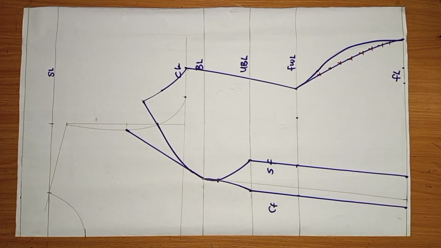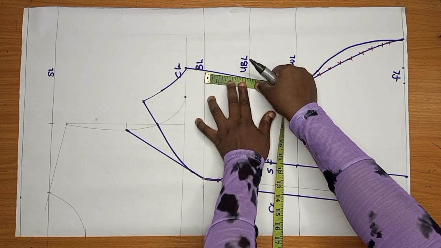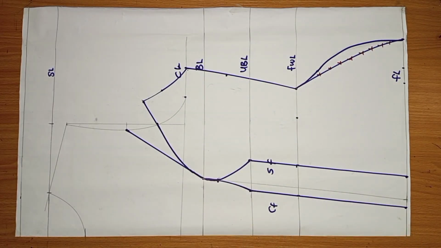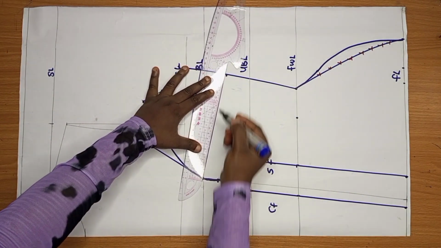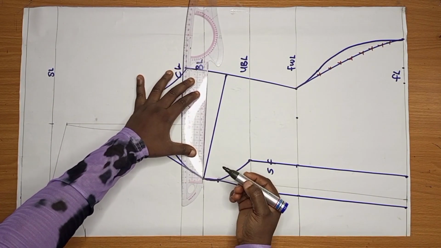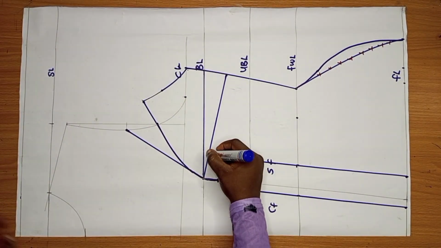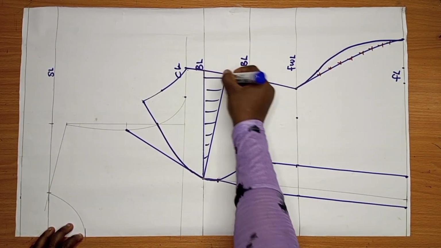Now the next thing I'm going to do is from the bust line here, I'm going to come down by 1.5 inches, and that's the difference between my front half length and my back half length. Now I'll go ahead and rule a straight line like so. I'm going to be closing up the side later on.